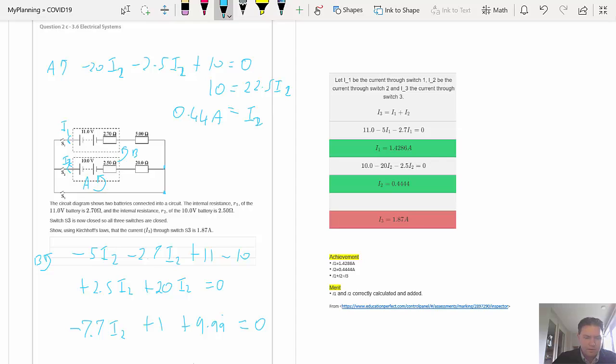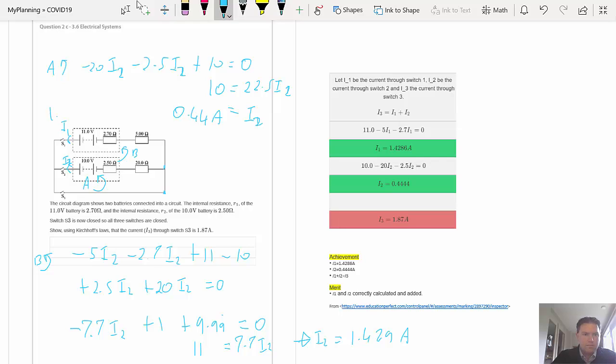So it's basically 10 plus 1 is 11. So I've got 11 equals 7.7 I2. 11 divided by 7.7 gives me an I2 of 1.429 amps. We're nearly there. Wow, it's only with near it. Crazy. So now I know I1.